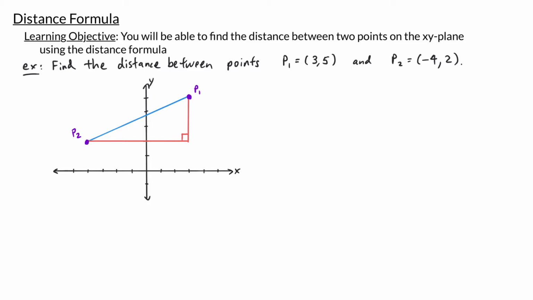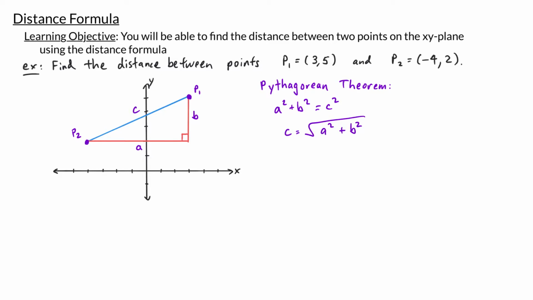Let's label the sides of this triangle A, B, and C. According to the Pythagorean theorem, we know that a squared plus b squared is equal to c squared. Since we're interested in the length of the hypotenuse, we'll solve for c. Taking the square root of both sides, we get c equals square root of a squared plus b squared. Let's try to find a.